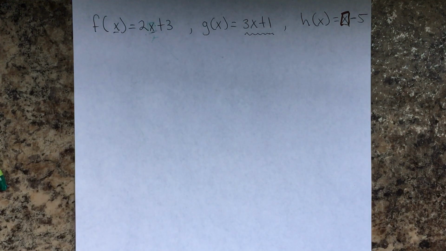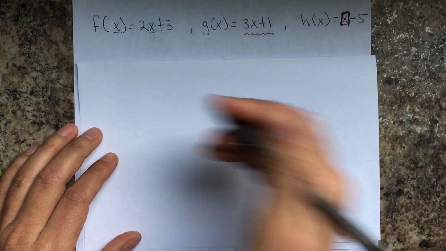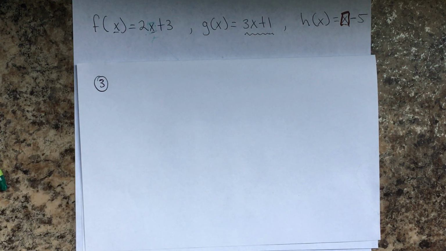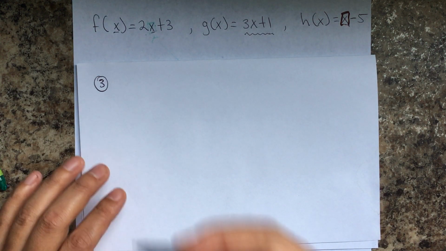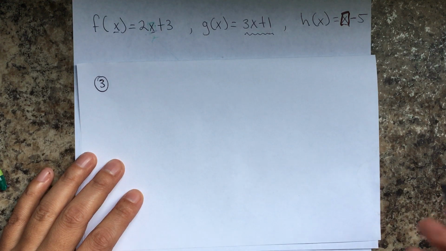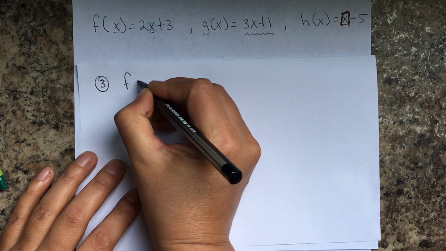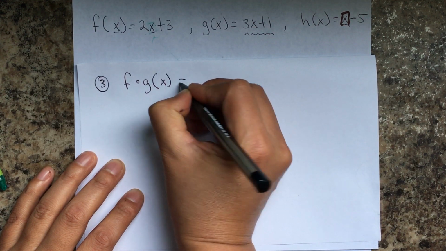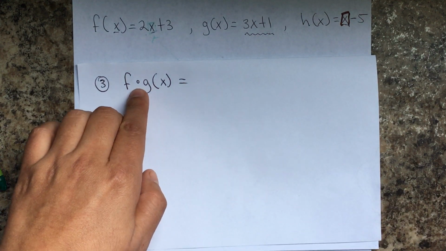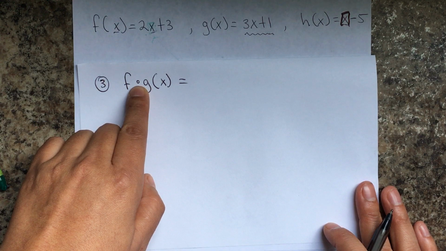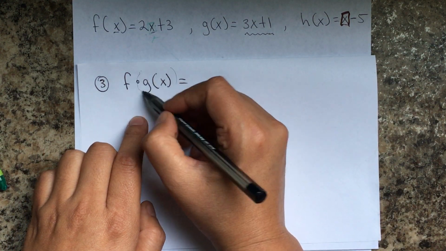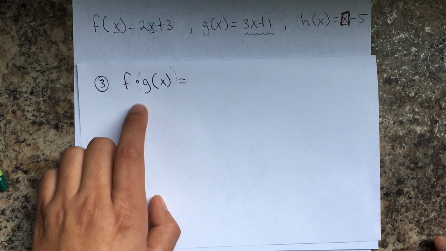Okay, let's do some more. Number 3. So you have different notation, but it means exactly the same. Log of x. This little symbol is like a tiny circle. It's the same as if we had a parenthesis in here. Okay, just like we did before, it's exactly the same.